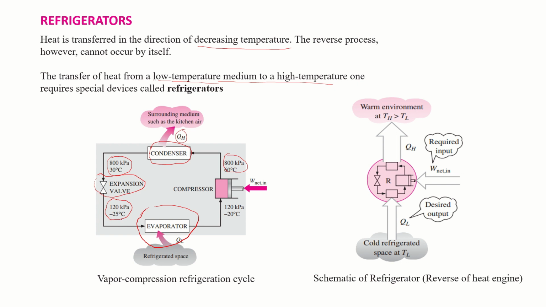This vaporization process is producing the cooling effect, and this expansion process is continued in the evaporator. The evaporator is placed inside of the refrigerator. In a heat engine we get work output, but in the case of a refrigerator we are giving work input. So everything is in the reverse direction. You can see here, normally the heat flows from warm environment to cold environment.